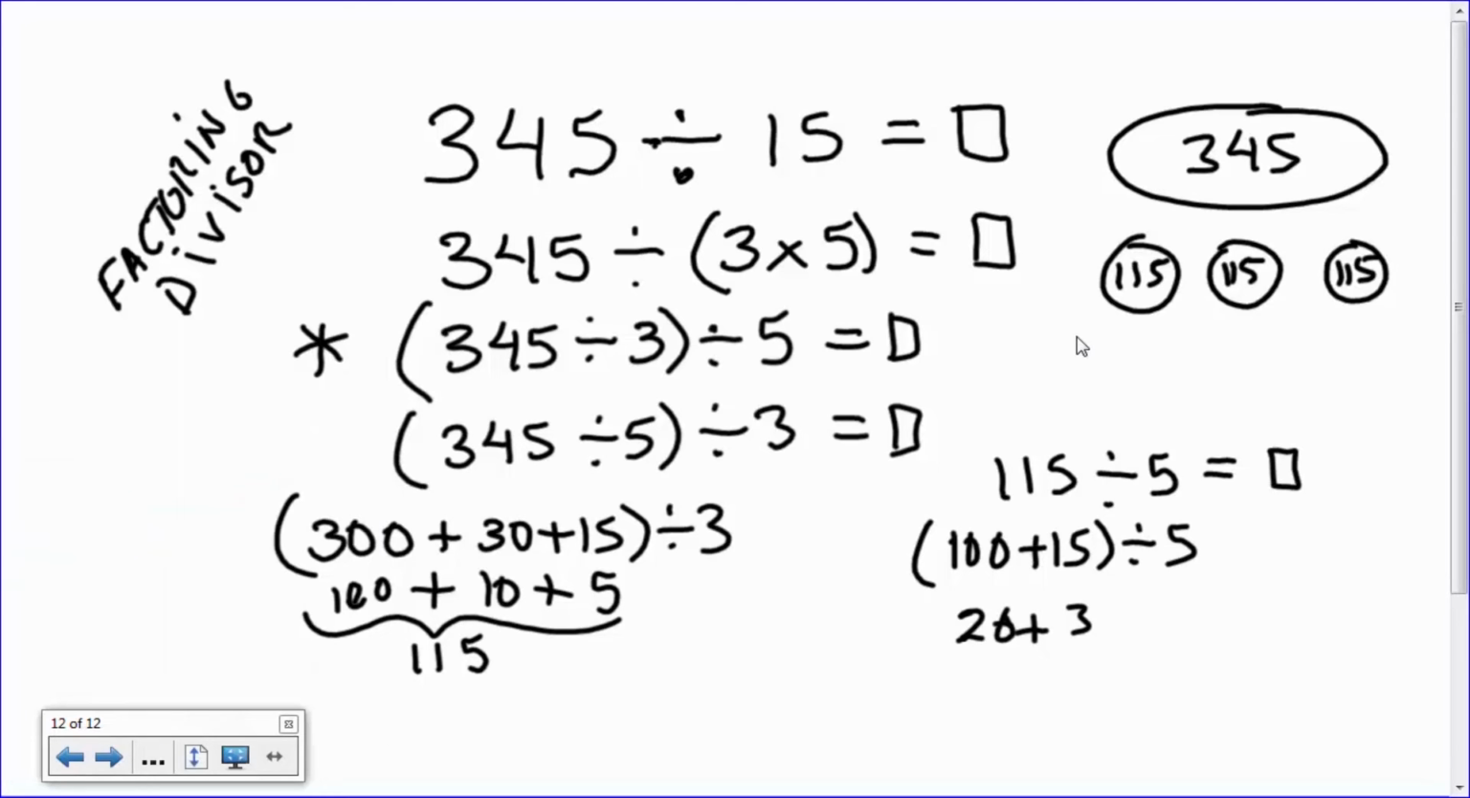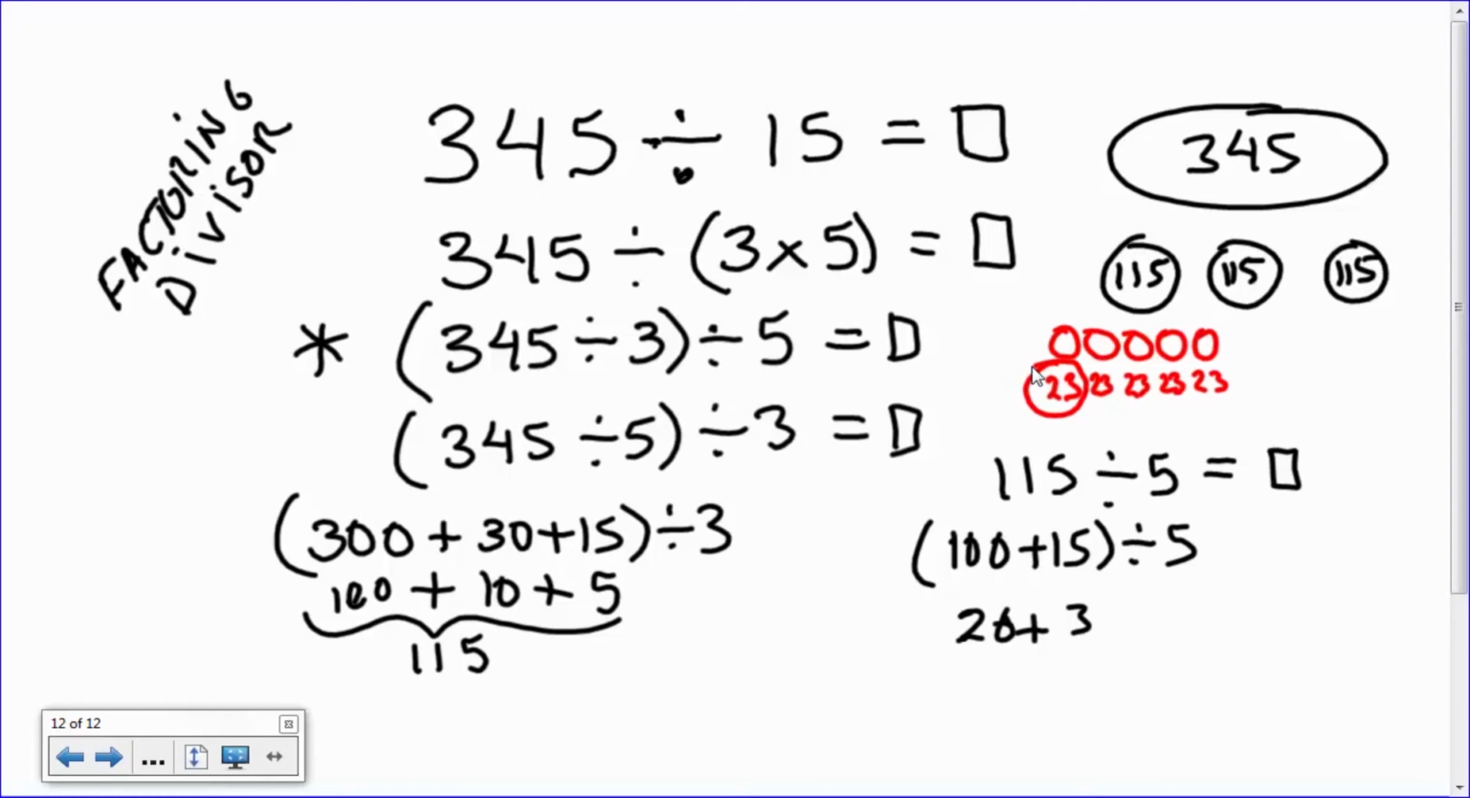Use a different pen. So I'm taking the 115 and now I'm dividing it into 5 groups. Then I do the same thing for each of the other 115, but once I do it once, I don't have to do it for the other 2. And so when I perform this division, each one of those groups got 23. And so any one of these is the answer.